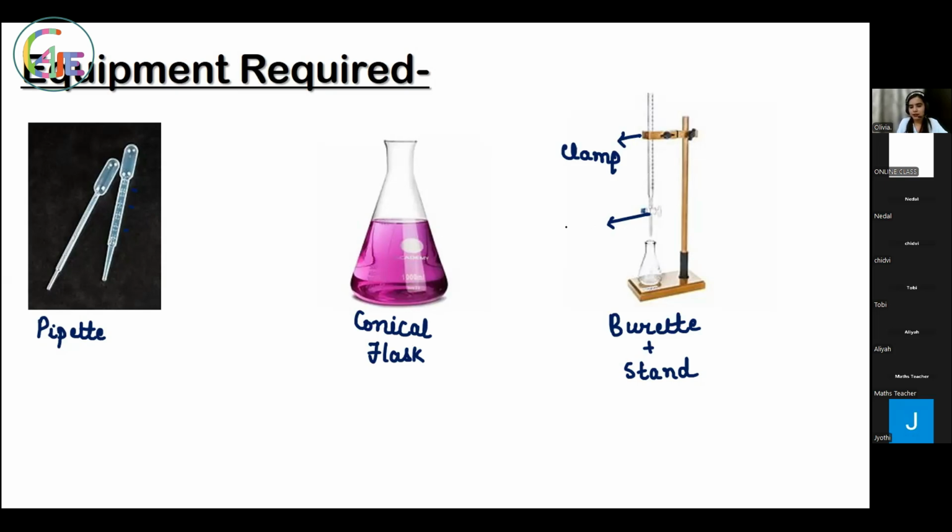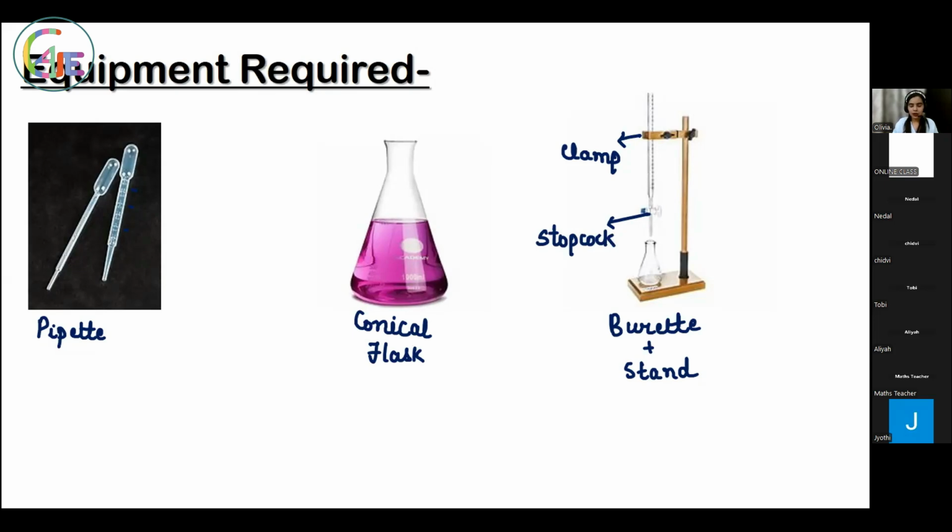Sorry, it's a part of the burette. So is there anyone who can tell me the name? I'm expecting some answers. Okay, it's okay, I'll answer this. I got this answer from Nidal, but I was expecting it from some other students too. Can you just repeat it, Nidal? Tap. Exactly, it's a tap, the stopcock, to allow the acid to drip through. That's right.